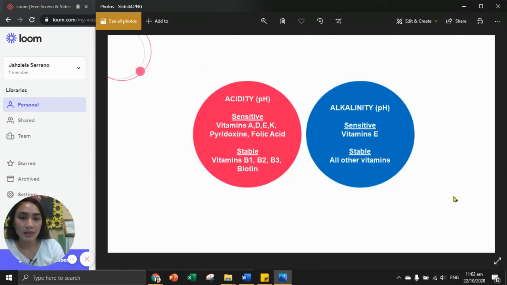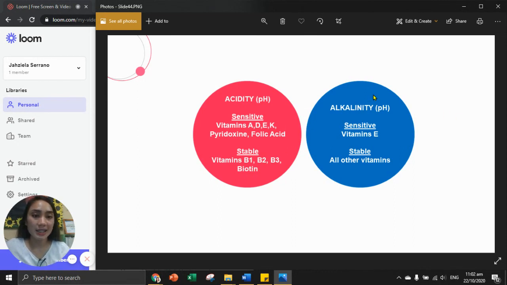Next, in acidity naman, ang sensitive daw sa acids are yung ating fat-soluble vitamins such as vitamins A, D, E, K, pyridoxine, and folic acid. Specifically, pinakang sensitive dito is yung vitamin K, no? Okay, ang stable naman sa acids are vitamins B1, B2, B3, which is vitamin B1 is thiamine, vitamin B2 is riboflavin, vitamin B3 is niacin. And then we have biotin, which is vitamin H.